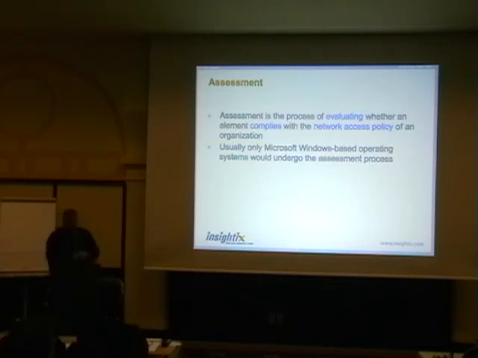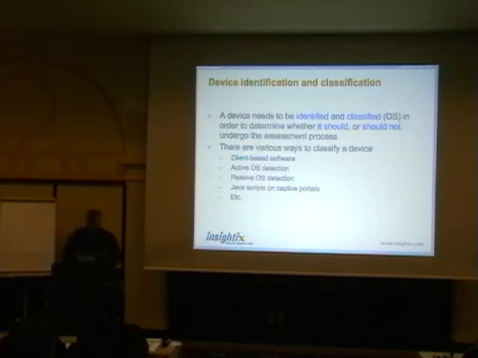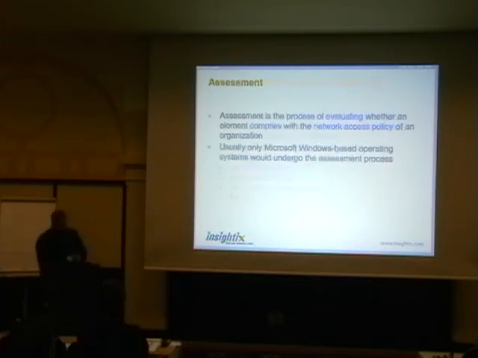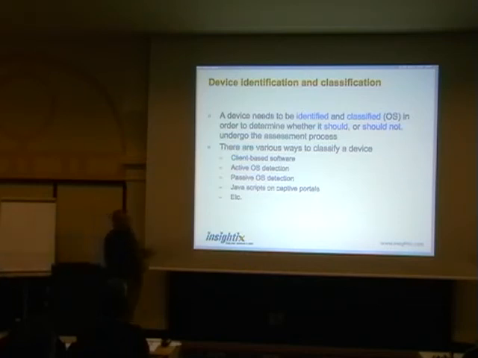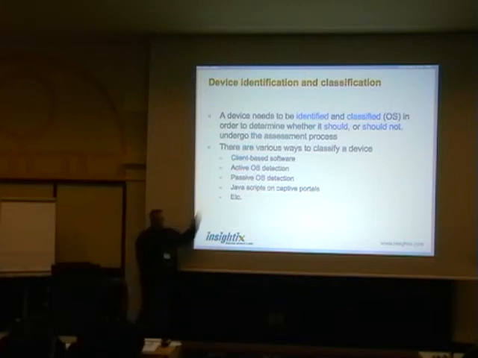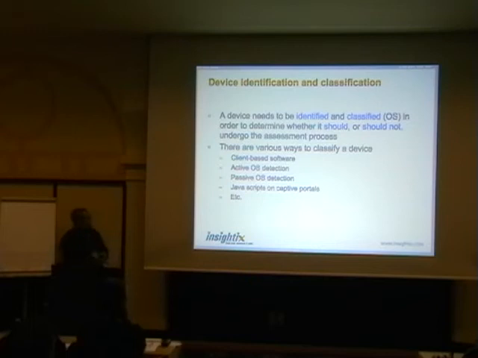Okay, so basically assessment, we talked about what it is. The first thing that we want to do with assessment is, first of all, identify and classify the underlying operating system that the device has. Why? Because we need to decide if we want to put this device through assessment or not. And there are various ways to actually classify a device: client-based software, active OS detection, passive OS detection, JavaScript, captive portals, and some more.